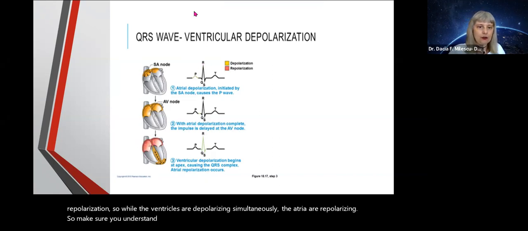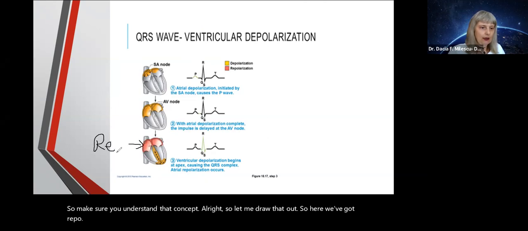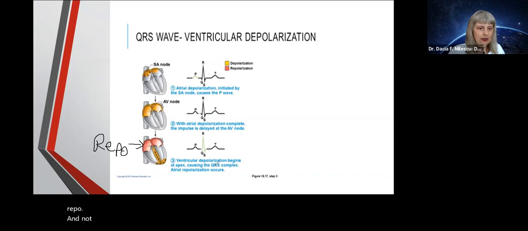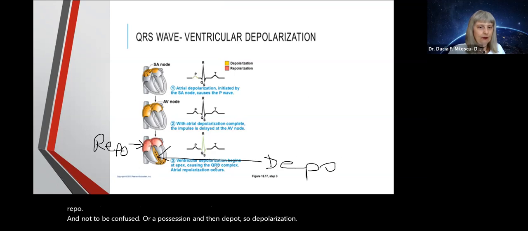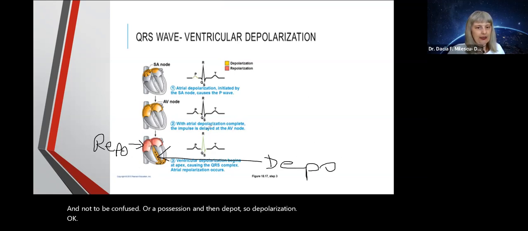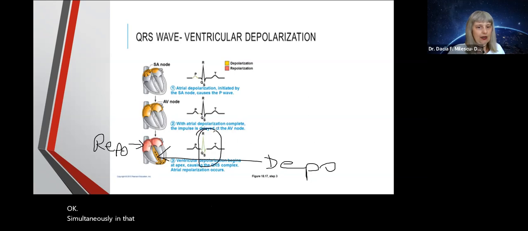All right, so let me draw that out. So here we've got repo, and not to be confused with repossession, and then depo, so depolarization. Okay, simultaneously, and that represents the QRS. Okay, and then the T wave is repolarization. We're going to look at that next.